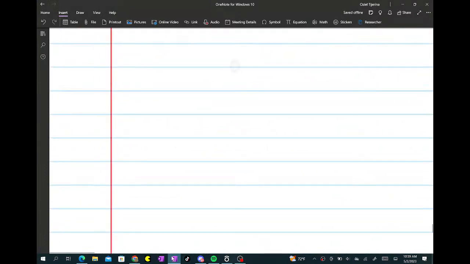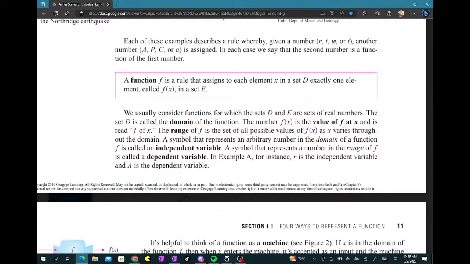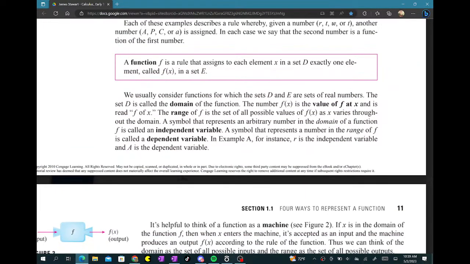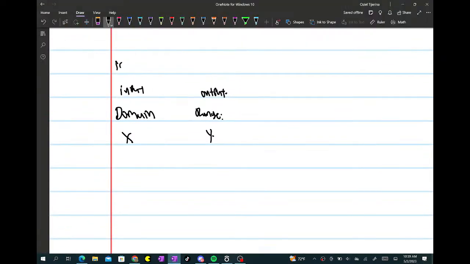So let me kind of write that down. Domain represents x, and the range represents the y. This is the input, and this is the output, right? Okay. So we also call these independent variable. So the domain, we also call it the independent variable.